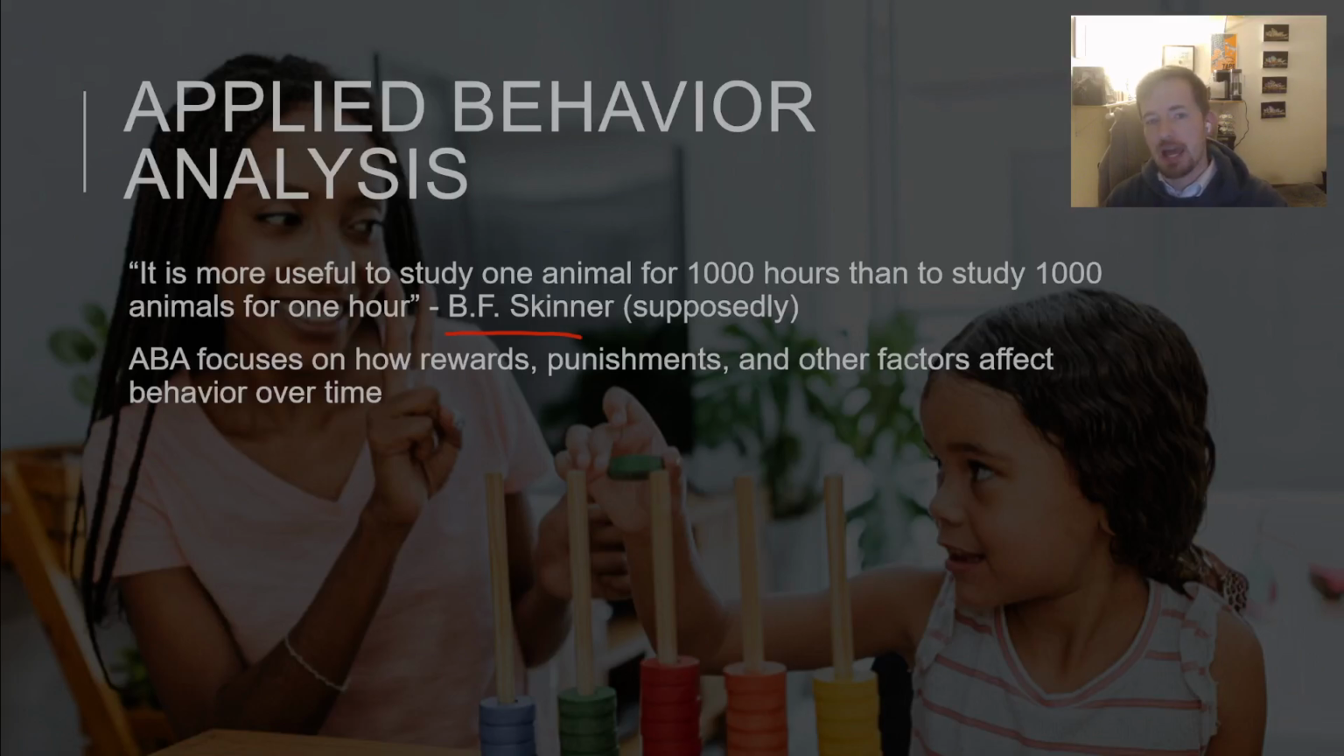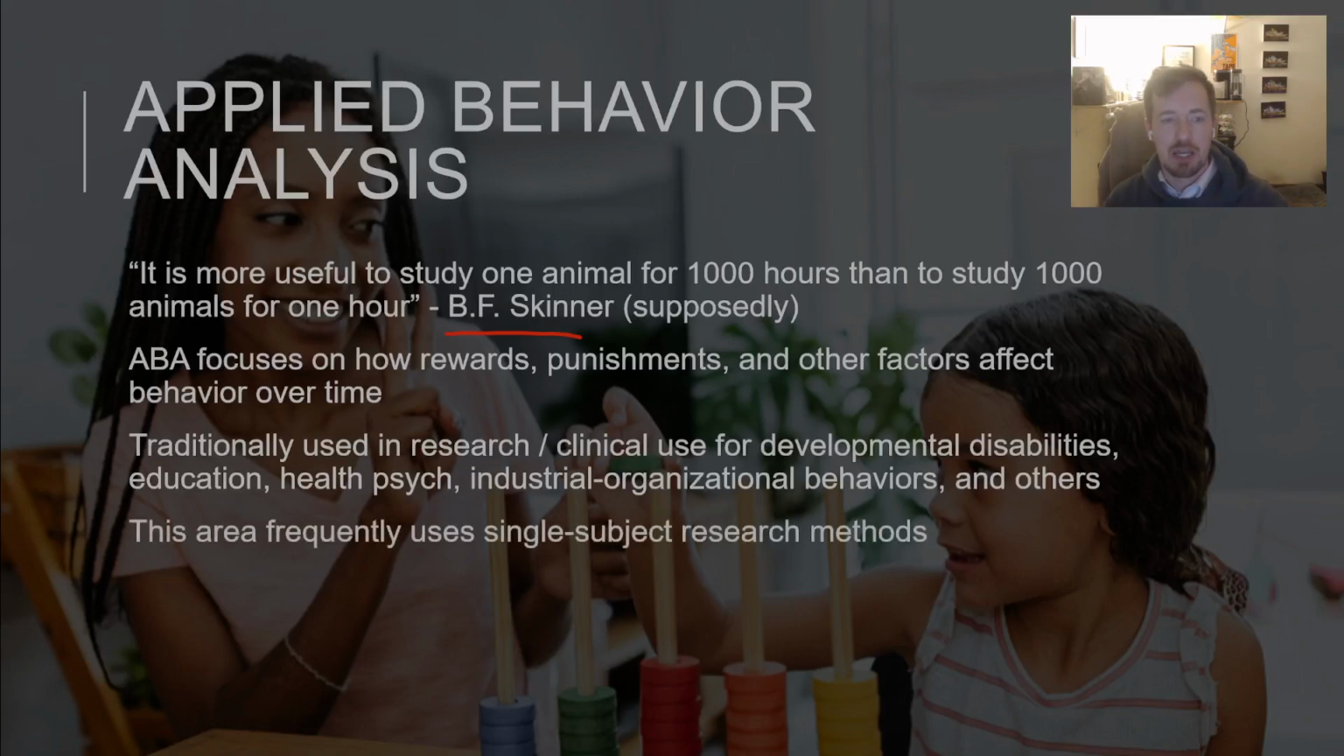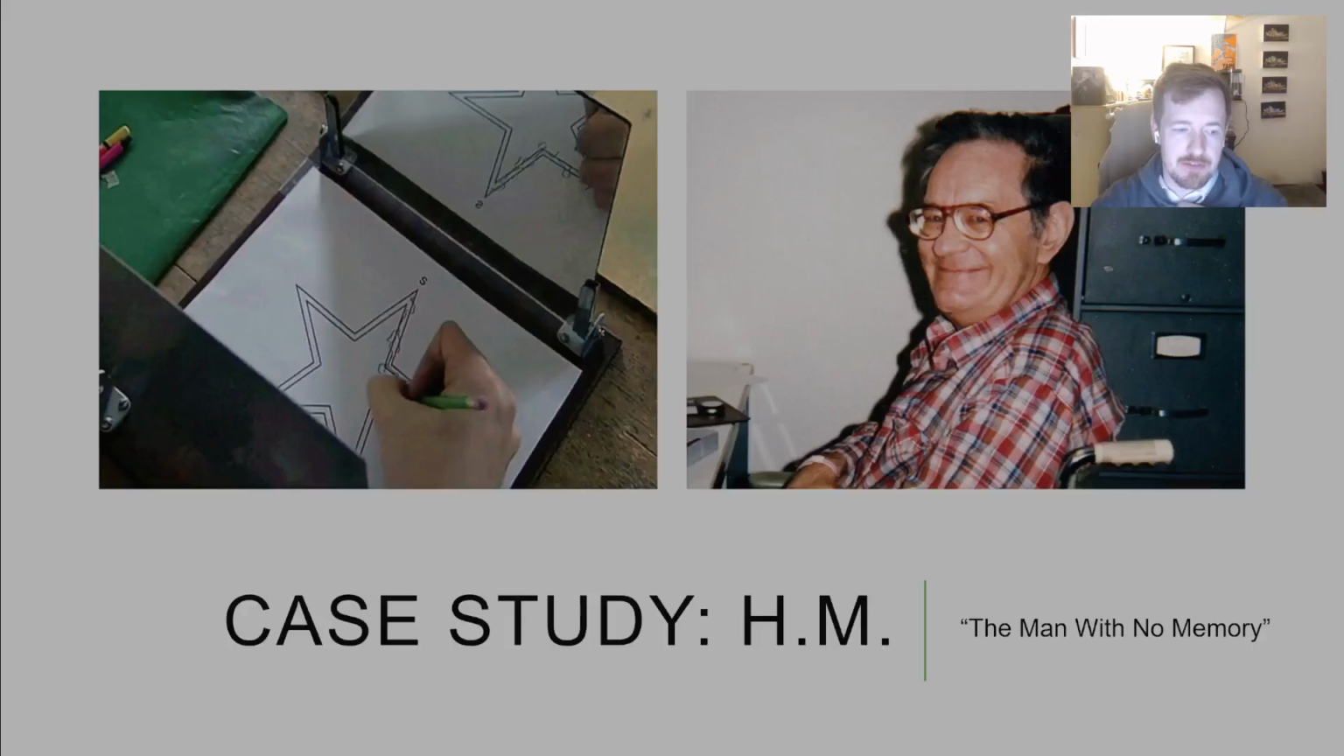So ABA looks at how things like reward and punishment and other kinds of operant conditioning elements of psychology can affect behavior. Oftentimes you're going to be working with folks that have developmental disabilities, or you might be working within the education system for people that are having some issues learning. Maybe you're working in health psychology because you have somebody who's got some health issues that you're trying to work with them on. Whatever the case may be, you're using applied behavior analysis, and you're going to be using a single subject or a small N research design.